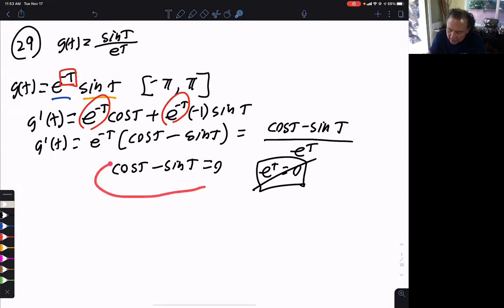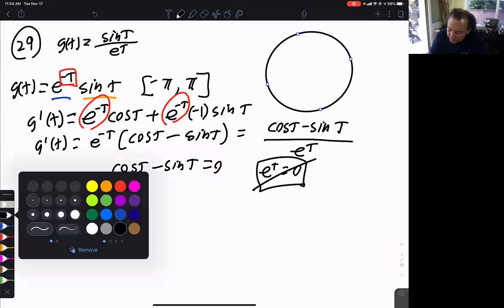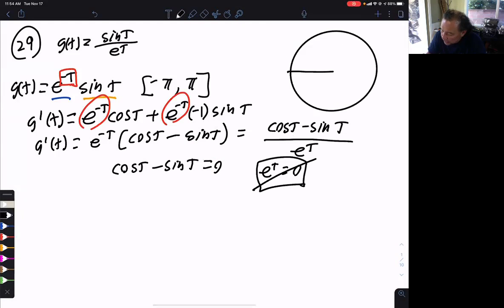Now you can do this logically. When is something minus something 0? When they're equal to each other. When is sine and cosine equal to each other? Well, on the unit circle, at pi over 4, a 45-degree angle, you get sine and cosine being the same. So here, here, here, and here.